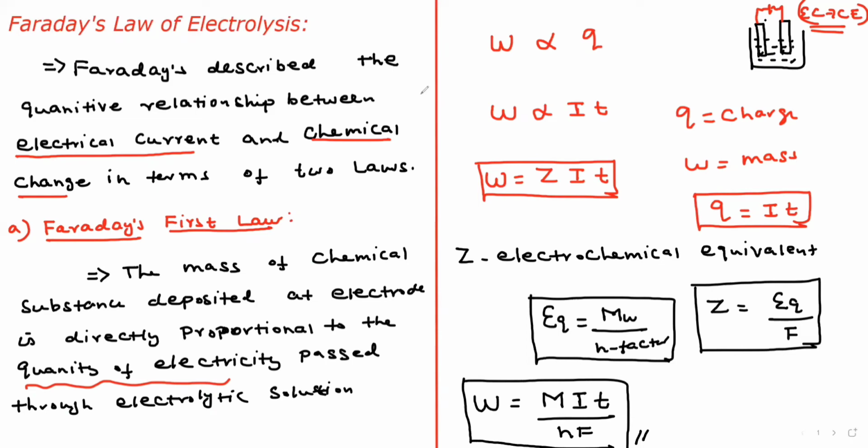What is the important basic fundamental formula? W is directly proportional to Q. What is Q? Charge, which is I into T. If you remove the proportionality, I put the Z. Z is a constant, the electrochemical equivalent, equal to equivalent weight by Faraday, and equivalent weight is molecular weight by n factor. Using this formula, we can solve the Faraday first law concept. Understand? It's very simple, right?